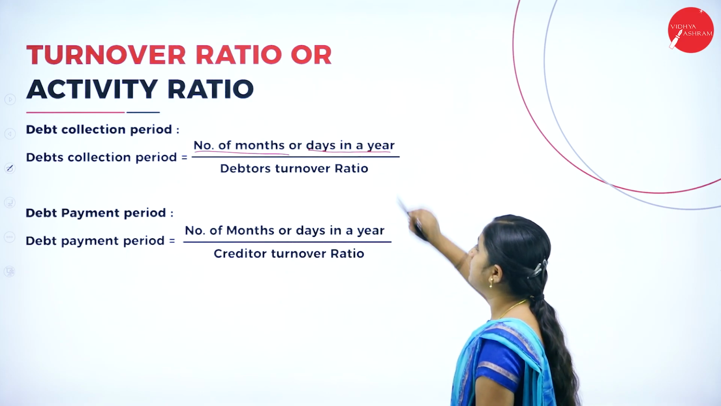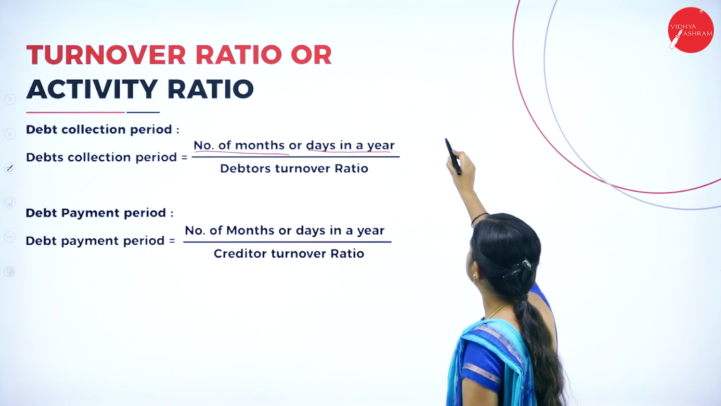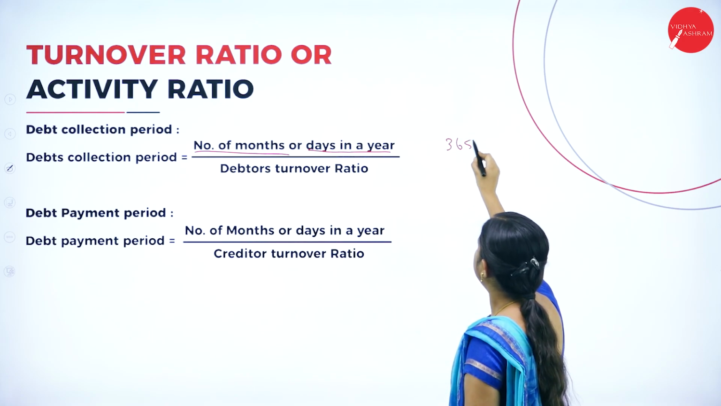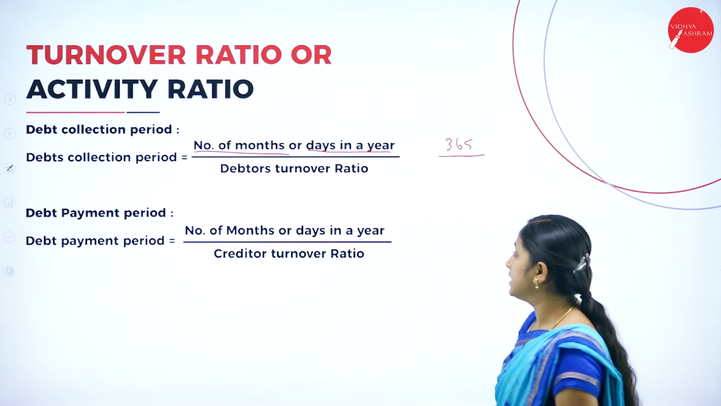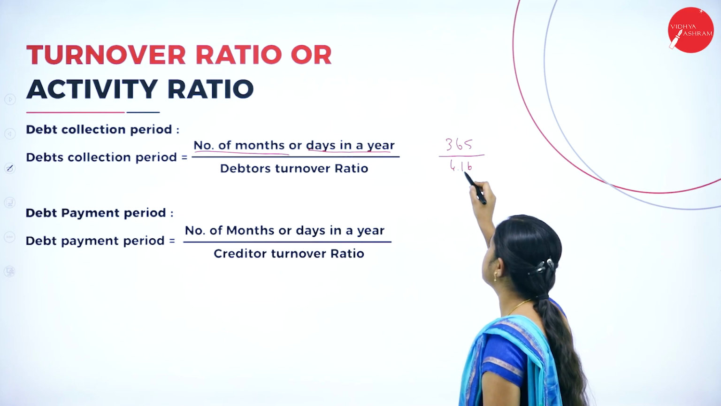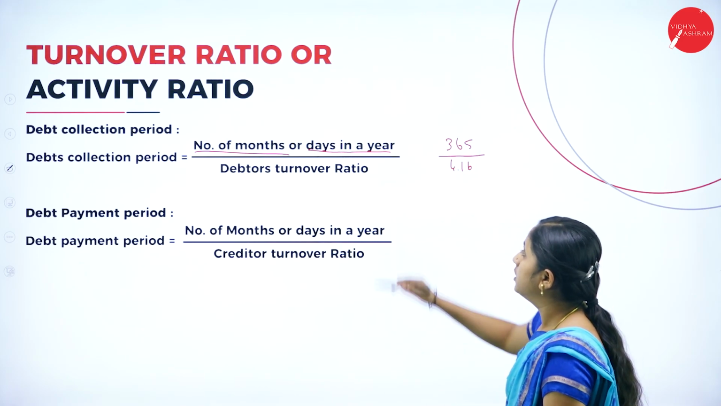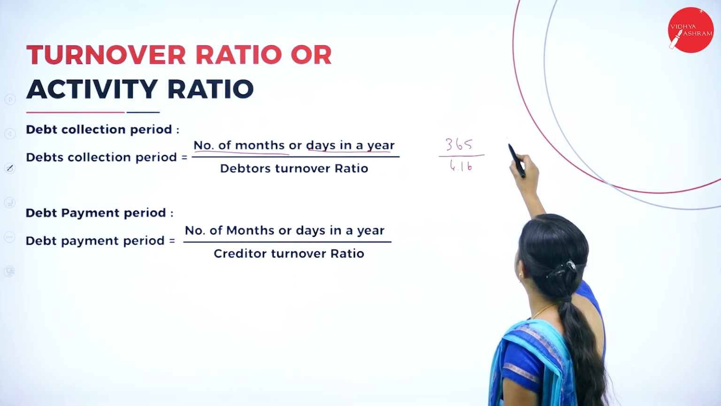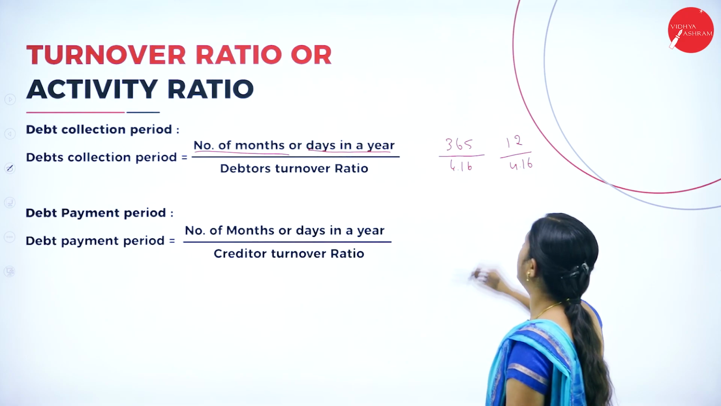For example, if you want the answer in number of days, you will take 365 divided by the debtors turnover ratio. If the debtors turnover ratio is 4.16, then 365 divided by 4.16. Or if you want the result in number of months, you will take 12 divided by 4.16.